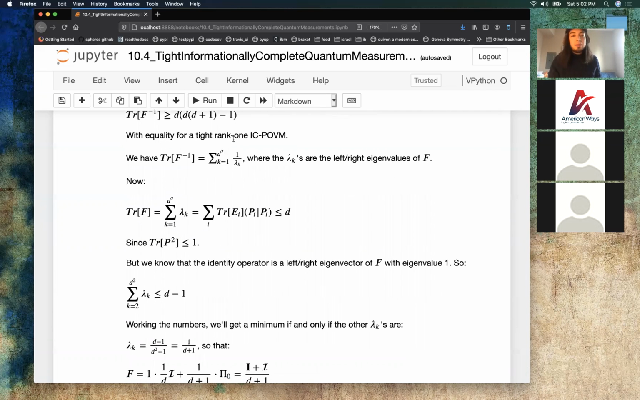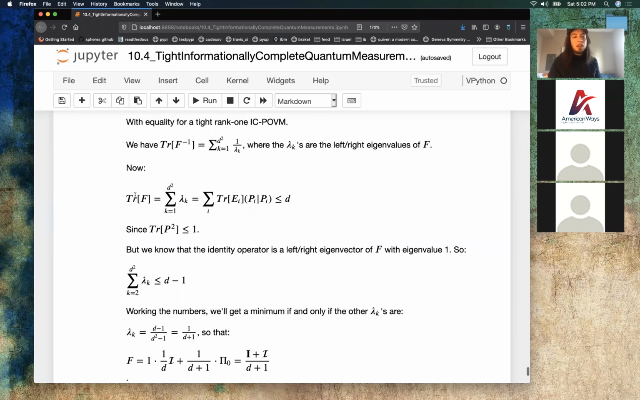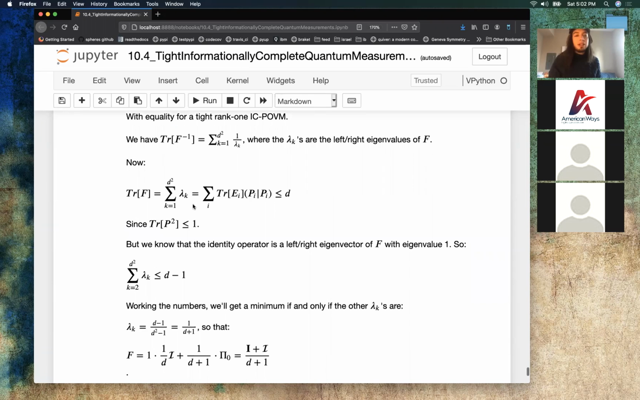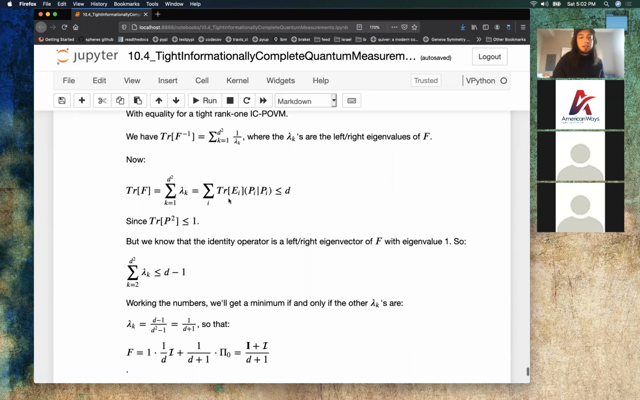And where does that come from? Well, you'll write the trace as the sum over 1 over the eigenvalues of F, because remember F inverse is just the inverse of F. We know that the trace of F is just the sum of the eigenvalues, and that is bounded above by d.